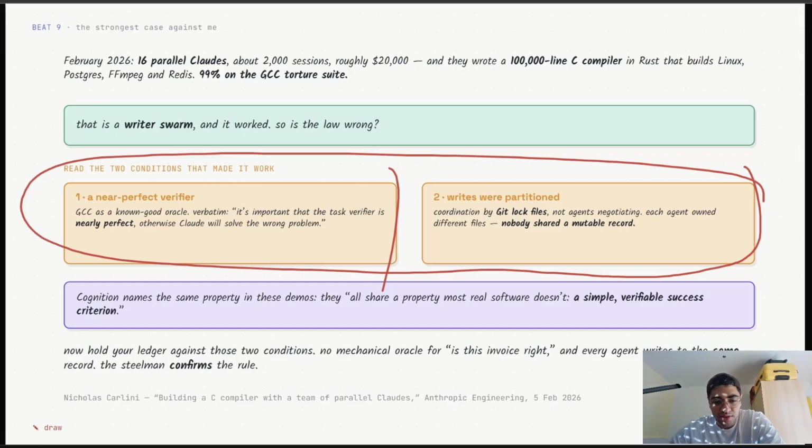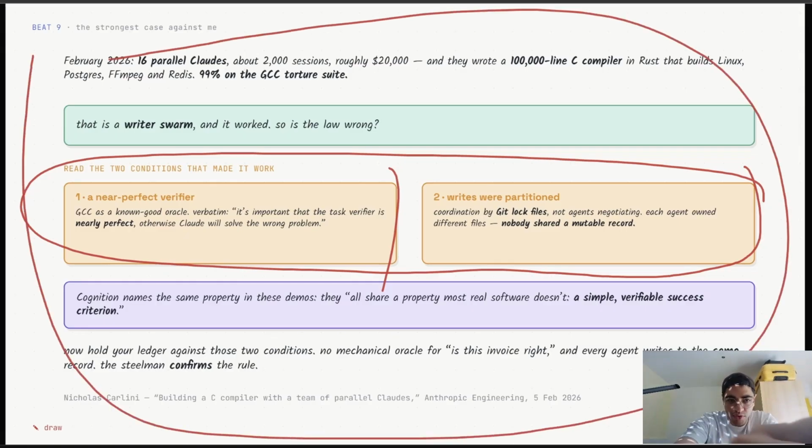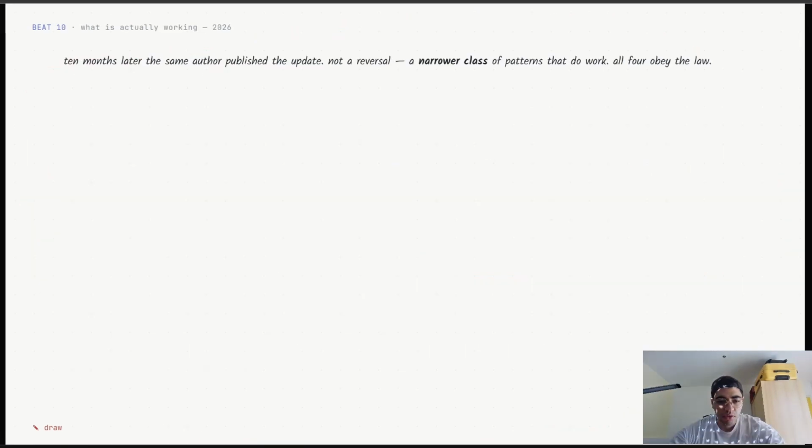Now, this is what we call a steelman, and it does not break the rule. It just tells you the conditions under which you can have success if you're writing a multi-agent system for a depth task, a sequential task, or really a non-parallelizable task. After 10 months, following the Cognition paper we have been talking about, where they said do not build multi-agent systems, there was another paper, and it's not a reversal, about the same subject.